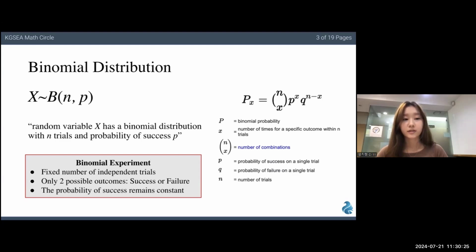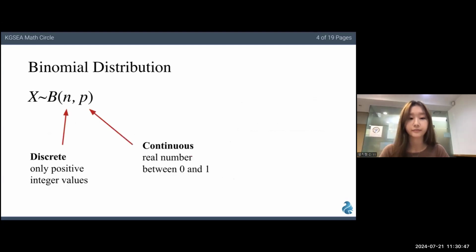Here's the null distribution for binomial distribution, where random variable x has a binomial distribution with n number of trials and probability of success p. And on the right, you can see the equation for the binomial probability. However, note that we will not be using this equation manually. Instead, we'll be using a calculator to find the probability itself. Also, do note that in the null distribution, the number of trials will stay discrete, so only positive integer values are applicable, but p, the probability, is continuous, which means that it can be a real number between 0 and 1.